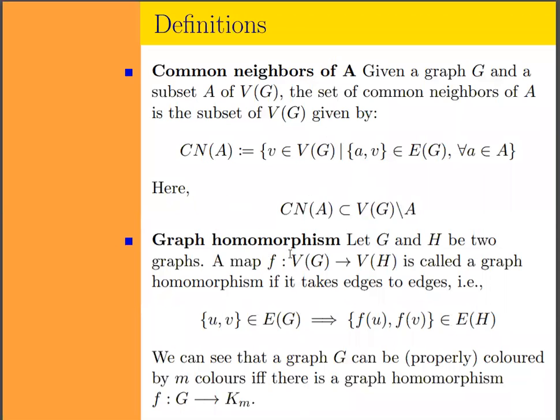Now we define what a graph homomorphism is. A graph homomorphism is a map f from the vertex set of G to the vertex set of H such that edges are taken to edges. We can see that a graph G can be properly colored by m colors if and only if there is a graph homomorphism from G to K_m.